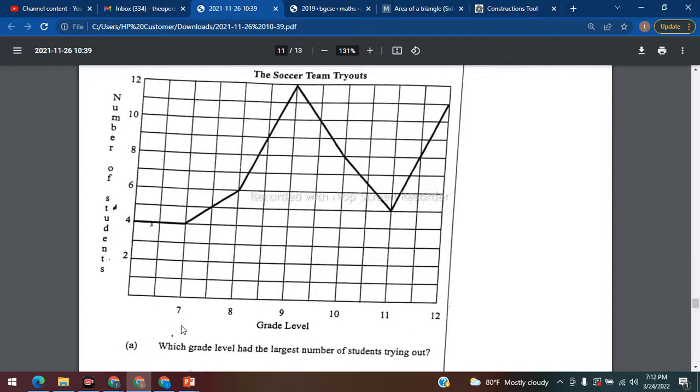So we have grade levels 7, 8, 9, 10, 11, and 12.